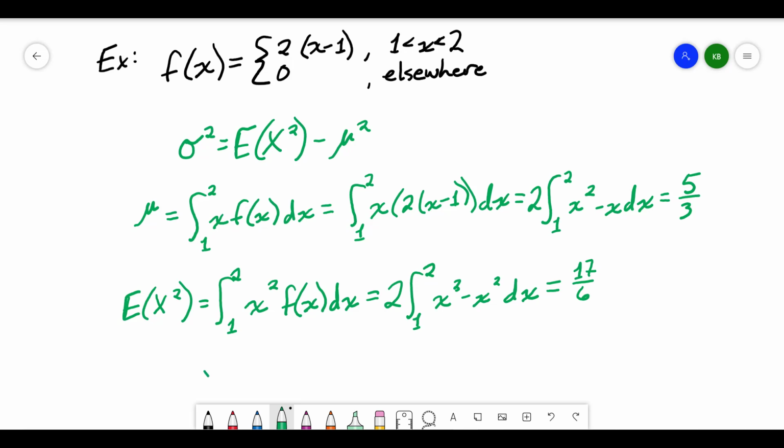Now all I have to do is plug these things into my variance equation. So I have my variance is going to equal my expected value of my random variable squared, so 17/6 minus my mean of 5/3 squared. So after I do this and do my subtraction and some simplification, I'm going to find that this is actually equal to 1/18. And that's going to be the variance of this continuous random variable.